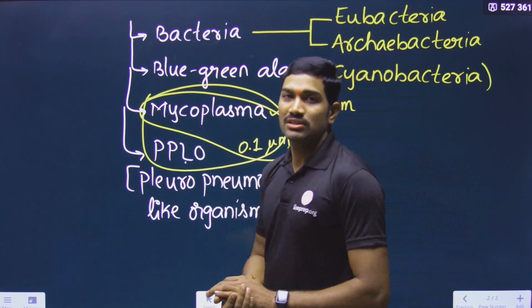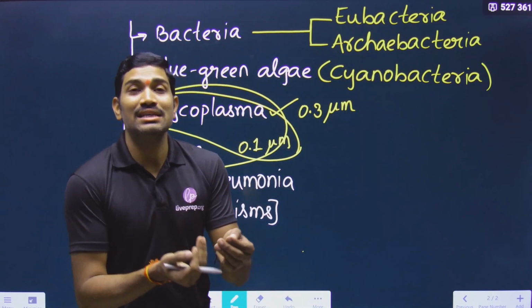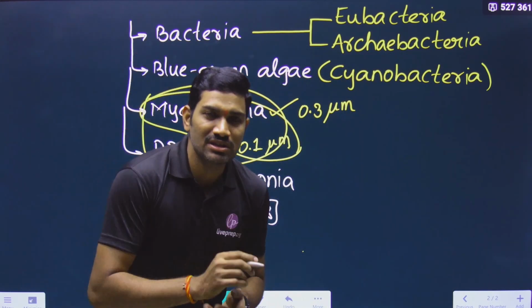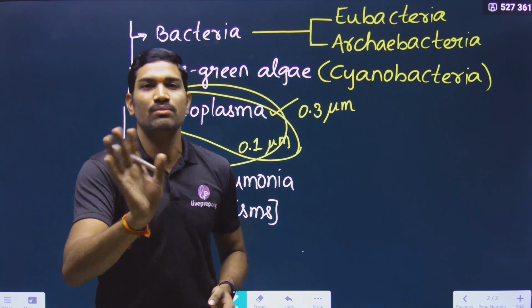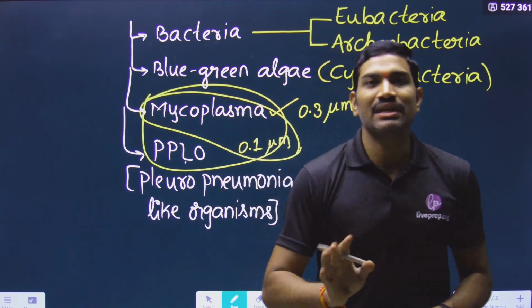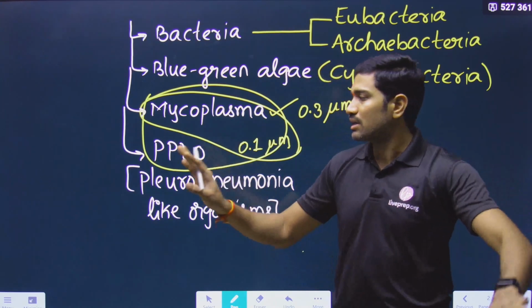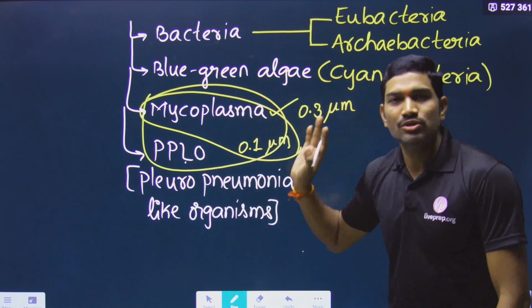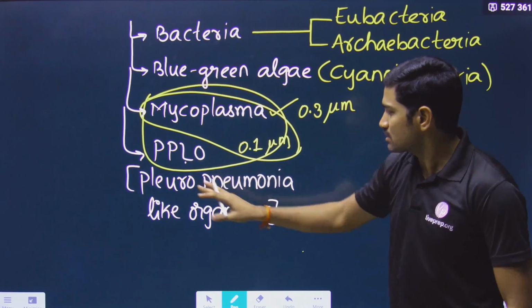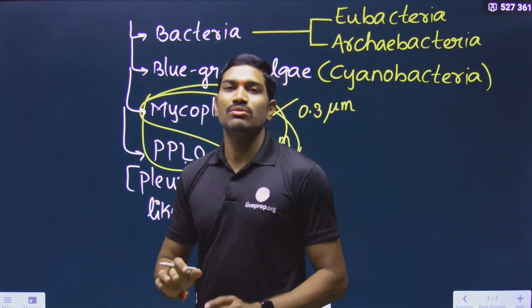Mycoplasma are the smallest cells. Even though viruses are smaller than these, are you considering viruses as living organisms? No, we are not considering them as living organisms or cells. So that is the reason why we are excluding the viruses and we are considering mycoplasma the smallest cells. Is it clear? This is some basic information that we need to understand.